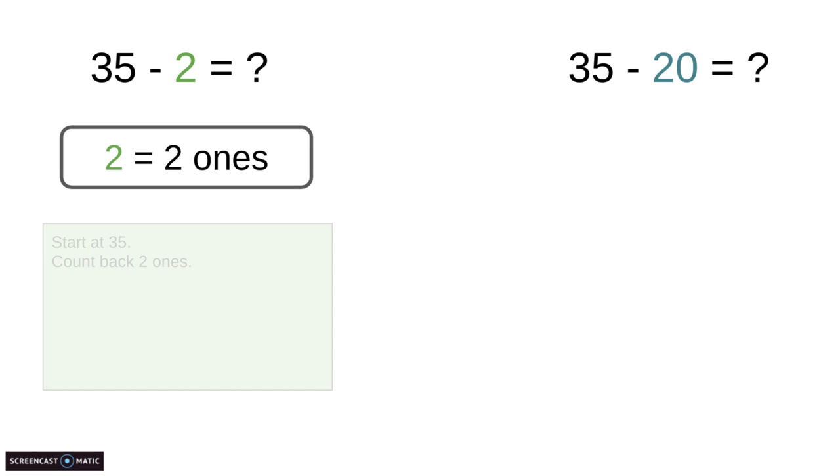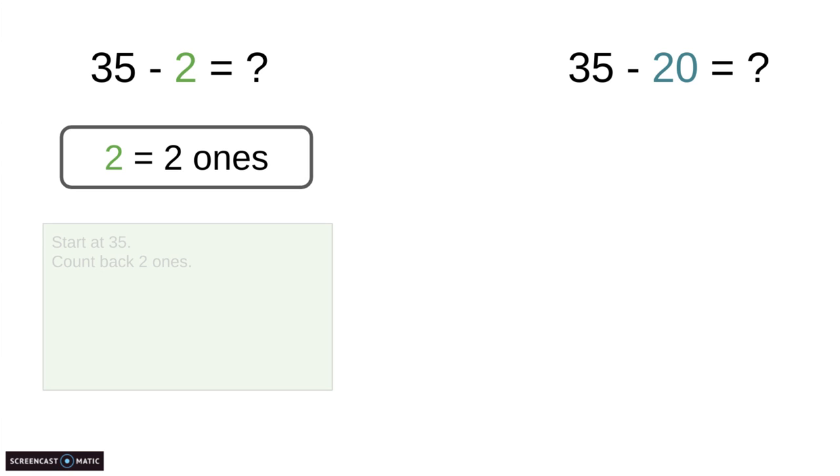Today, we will be learning how to subtract ones or tens. Here, in the first one, we have 35 minus 2. So we have 35 minus 2 ones. On the right side, we would have 35 minus 20 in the blue, which is 35 minus 2 tens. Let's see how we do each one.